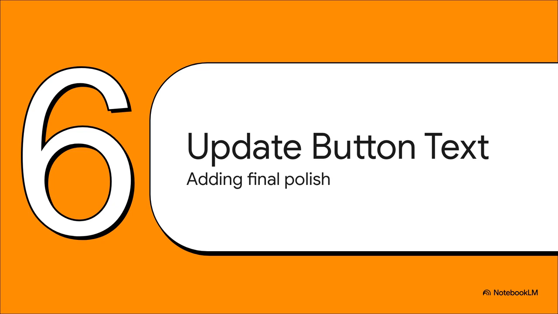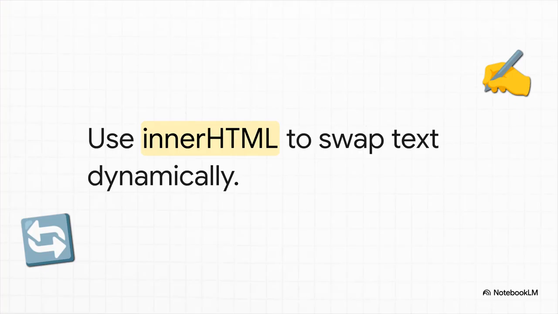Section 6. Updating the button text. Adding the final polish. So our functionality works beautifully now, but leaving a button that says Show More sitting right under a fully expanded box, yeah, that's terrible UX. It's completely counterintuitive. We need to dynamically swap this text based on the component's state. We achieve this using the innerHTML property on our button variable. Reassigning it to Show Less ensures the interface communicates clearly and accurately with the user.